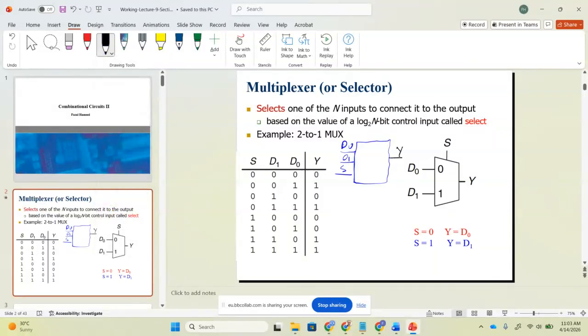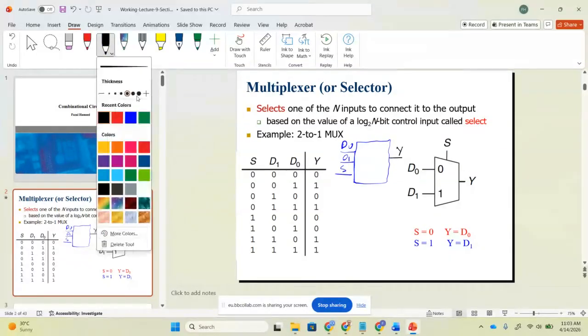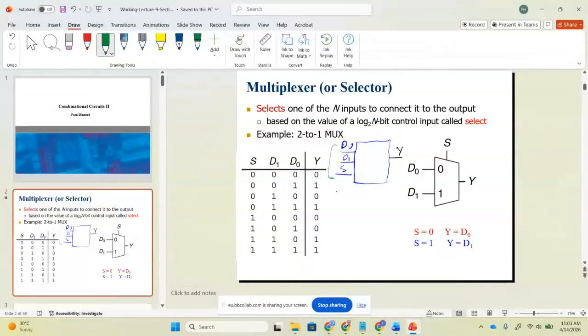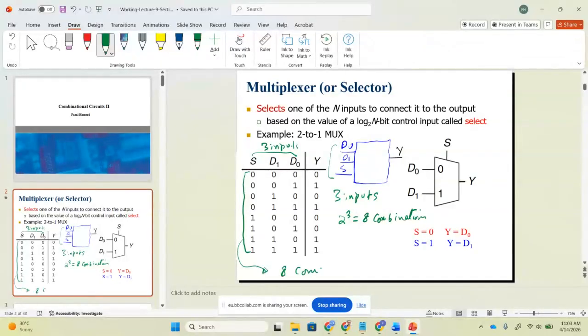Now if you look at here, how many inputs are there? There are three inputs. If there are three inputs, how many combinations are there? There are 2 to the power 3, which is actually 8 combinations. Got it or not got it? So these are 8 combinations.